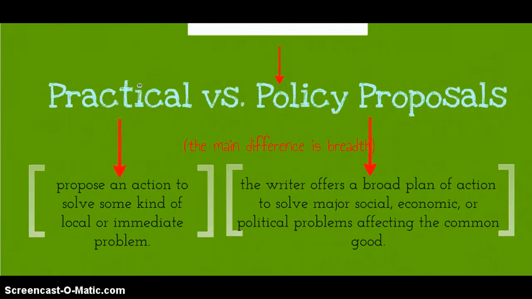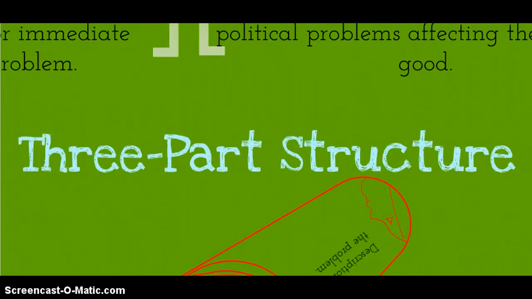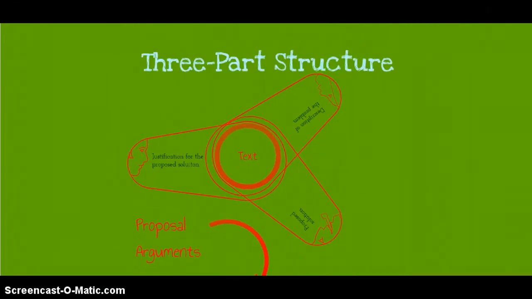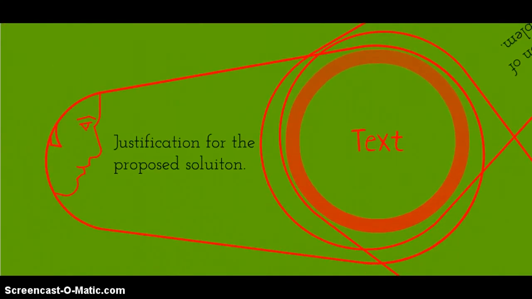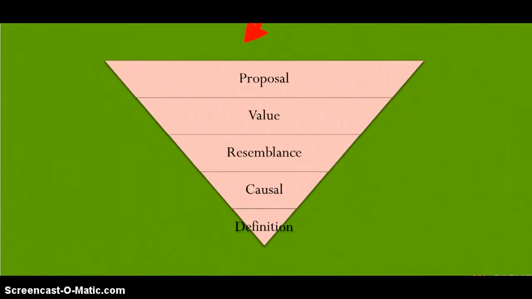Whether it's a practical or a policy proposal, proposal arguments typically follow a three-part structure. In proposal arguments, you'll be dealing with first, a description of a particular problem, next, a proposed solution to the problem, and finally, a discussion that justifies the proposed solution in response to the problem. Let's look at this more in depth.